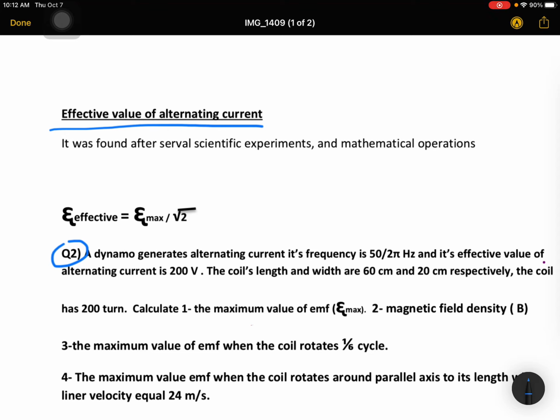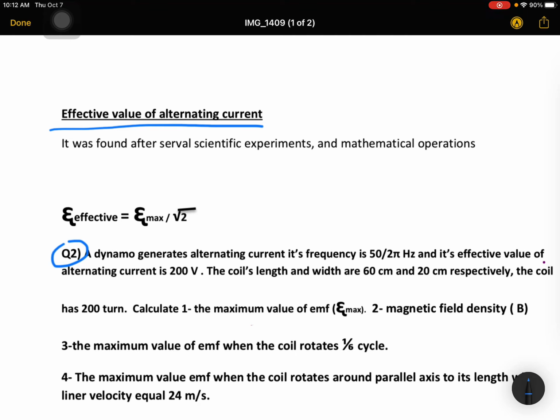So what is the meaning of the effective value of alternating current? As you know, when the current passes through the wire, there is some loss of electric energy as heat energy, which we call the thermal effect, as you studied.